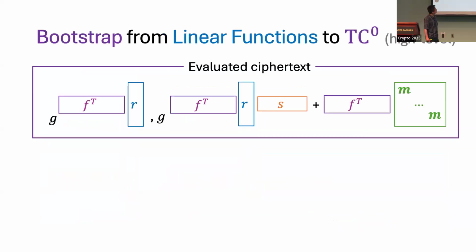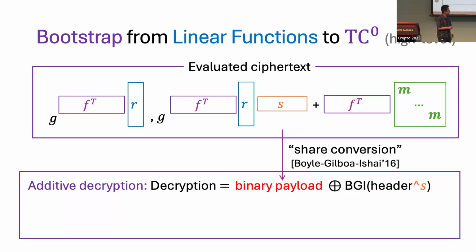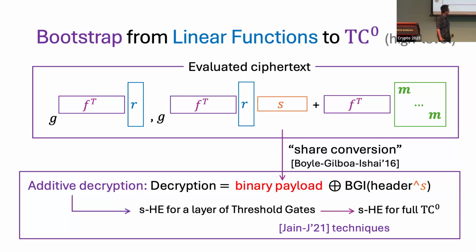And finally, this is just a starting point to compute the linear functions. So finally, we apply the BGI share conversion to the payload, then we obtain some binary payload. Then we achieve some additive decryption property. So we leverage this property to bootstrap it to build sometimes decryptable homomorphic encryption for TC0 by using the previous work by Jain and Jin.